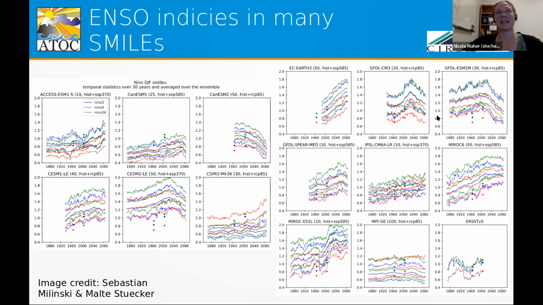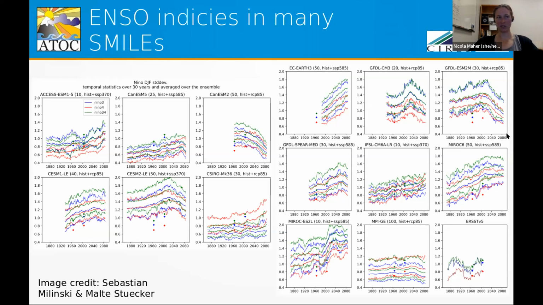Yeah, cool, great. So for example, on the top right, if we look at this GFDL ESM2M model, you can see that ENSO variance increases and then decreases over time, showing this time dependence behavior. And this is really interesting because this model has been used a lot to talk about how ENSO might decrease in variability in the future. But there's a bigger story here where there's an increase and then a decrease.